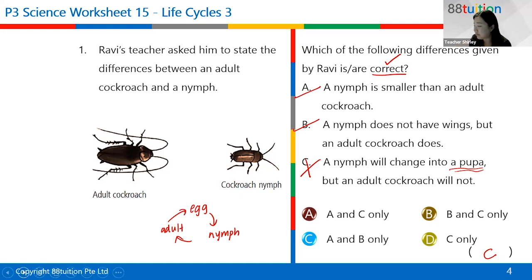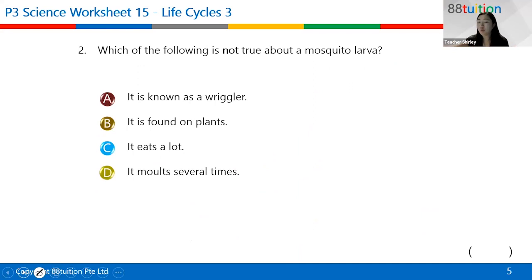Okay, let's move on to the next one. Which of the following is not true? So not true, straight away you put a cross. Okay, not true about the mosquito larva. The mosquito larva is known as a wriggler. Yes. Yeah, okay, the larva is known as a wriggler because it keeps wriggling in the water, so it's called a wriggler. Okay, it is found on plants.